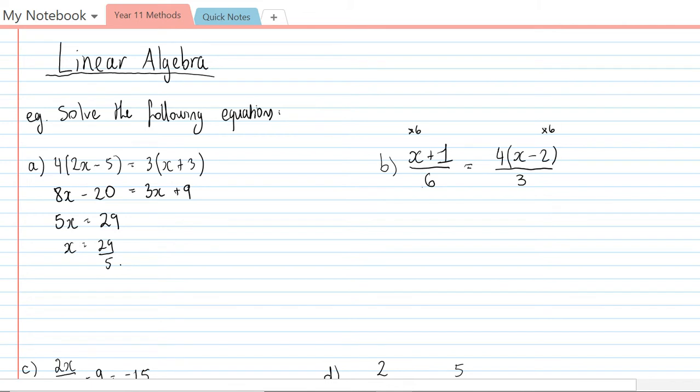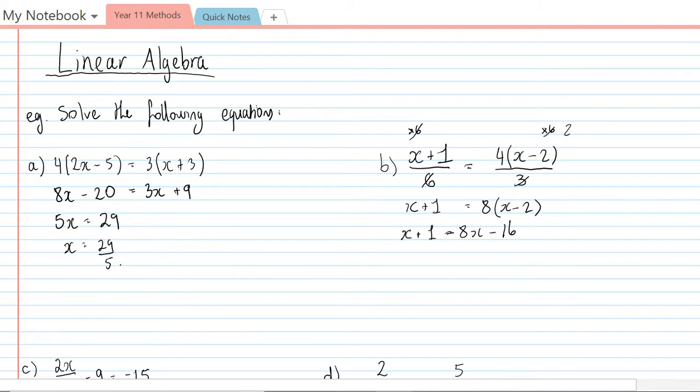So the 6's on the left hand side will cancel each other out, leaving just x plus 1. On the right hand side, the 3 will cancel out with the 6, but it leaves a factor of 2 still there, and so that's going to multiply with the numerator, leaving 8 out the front of (x take 2). I'll now expand out the right hand side, so x plus 1 equals 8x minus 16.